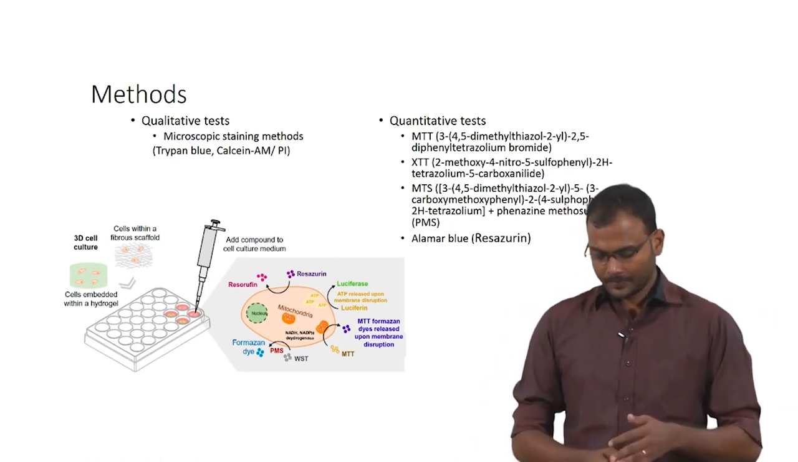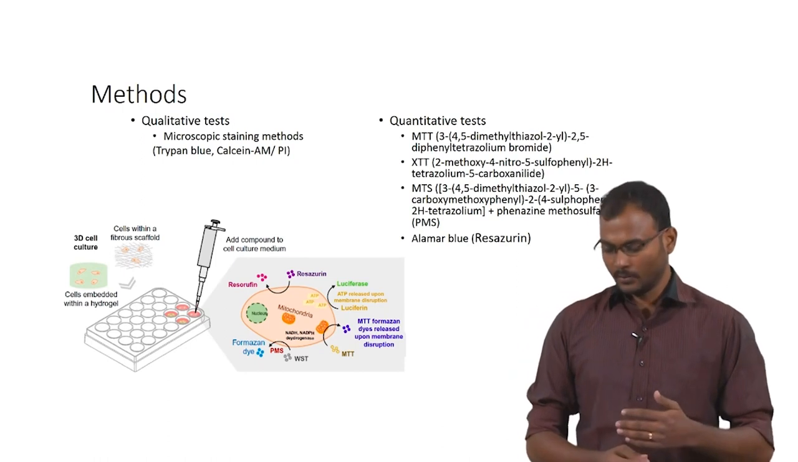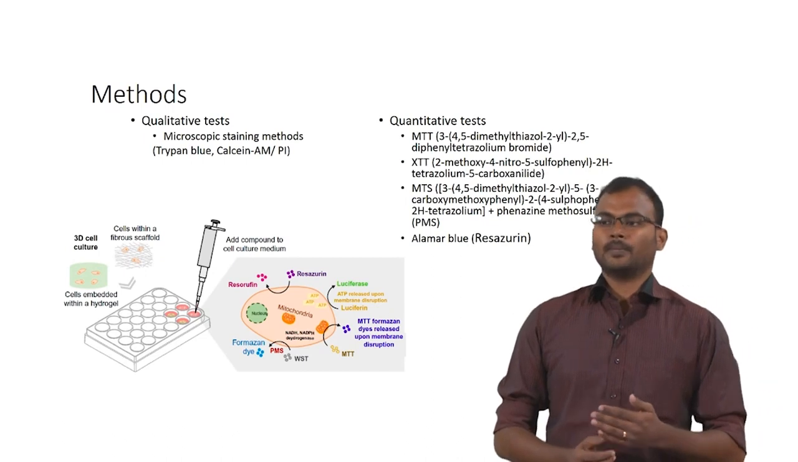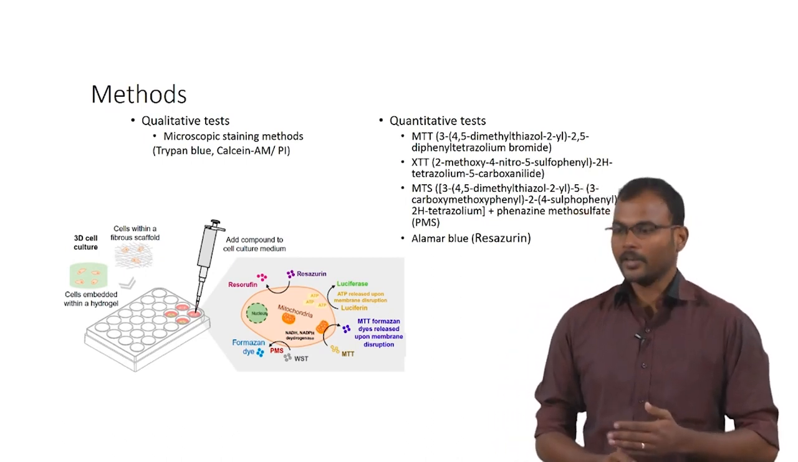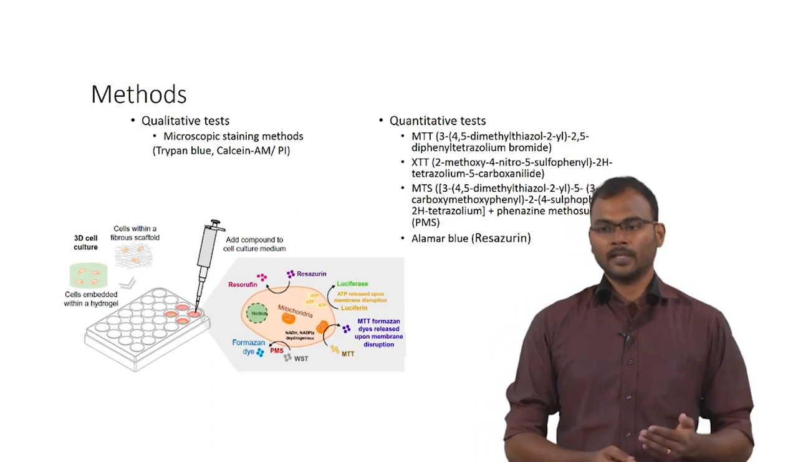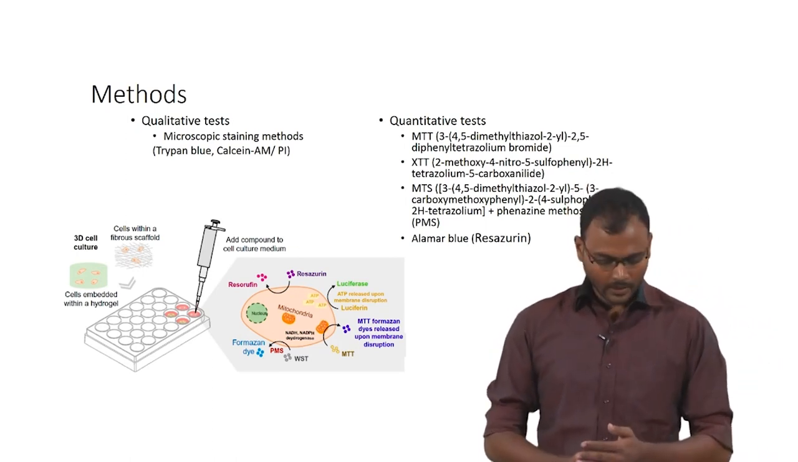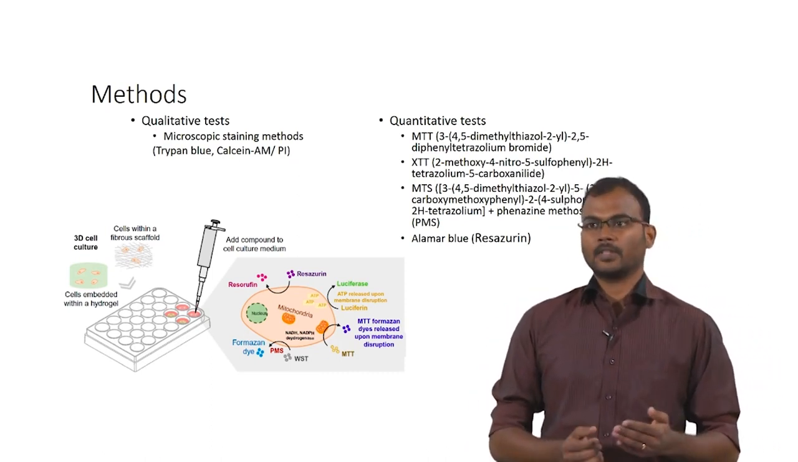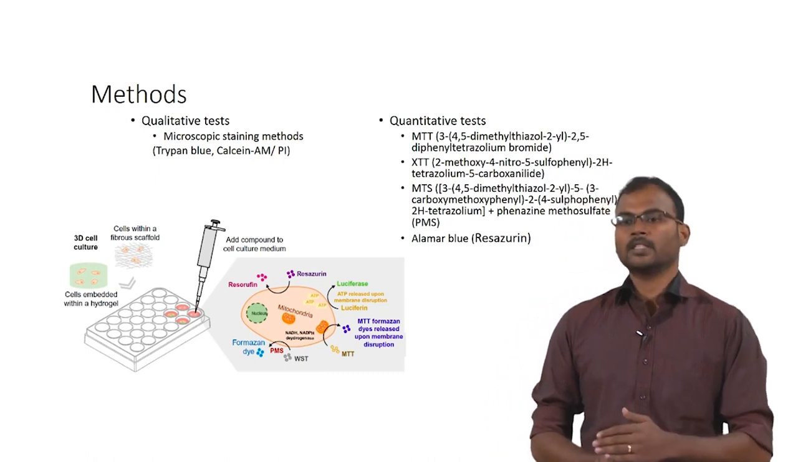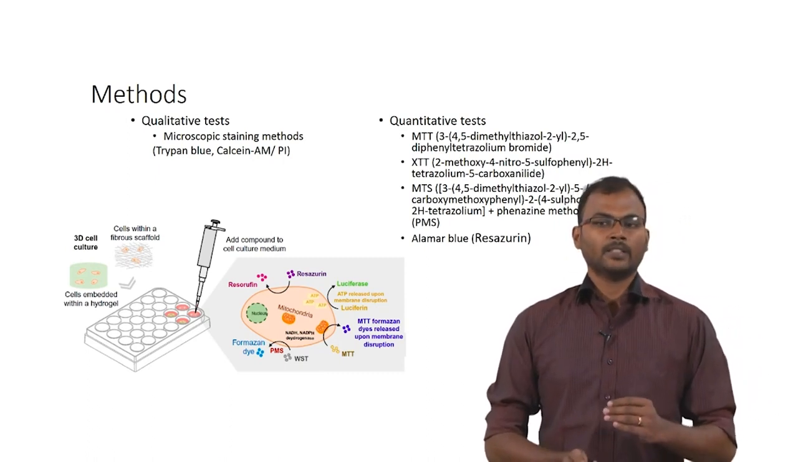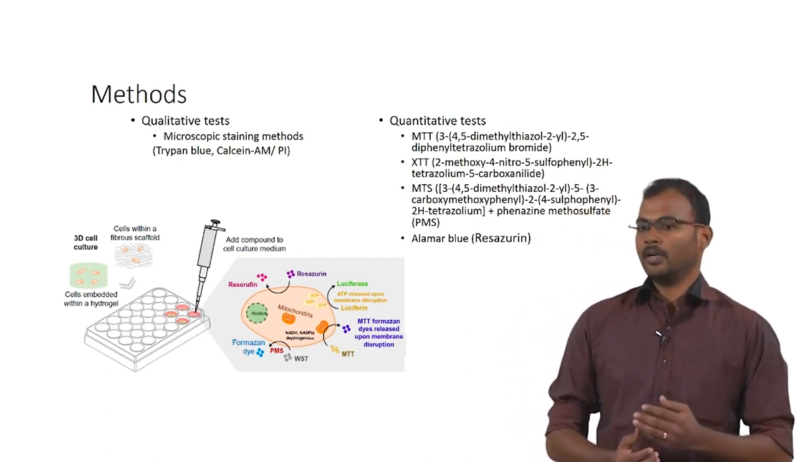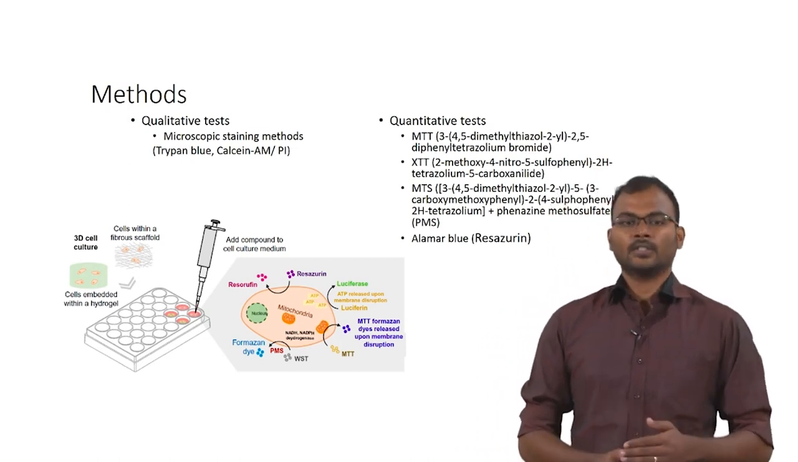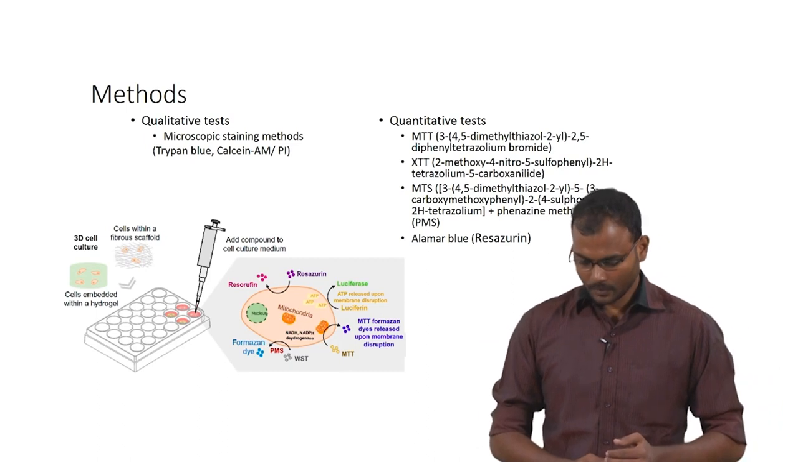Next to that is the Alamar blue assay, which involves resazurin dye. This dye involves a cytoplasmic redox reaction. It goes into the cells and, due to the redox reaction, converts into resorufin, which gives a pink color. Compared to the above three methods, this is a highly sensitive method where you can estimate even a very small number of cells. It has another advantage: it has a fluorescent property also.